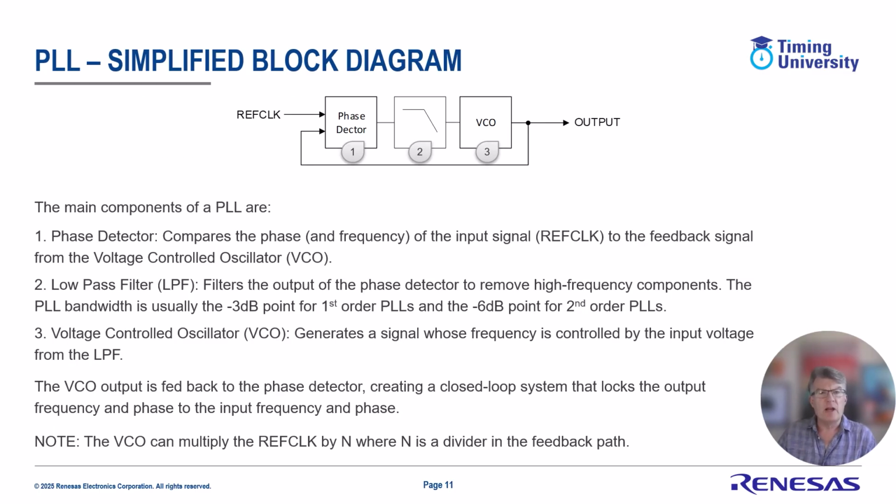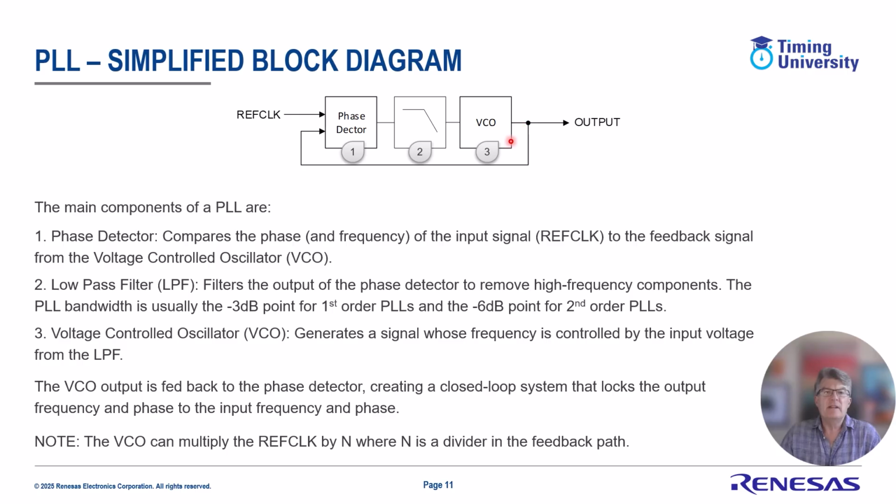So a simplified block diagram of a PLL has three parts to it. There's the phase detector, which is looking at the input reference clock and the feedback and trying to align those both in phase and in frequency. There's a low pass filter, which is used to filter out high frequency noise, which tends to be present at the output of the phase detector. And then there's the VCO, which is basically responding to this control input and converting a voltage into a frequency.